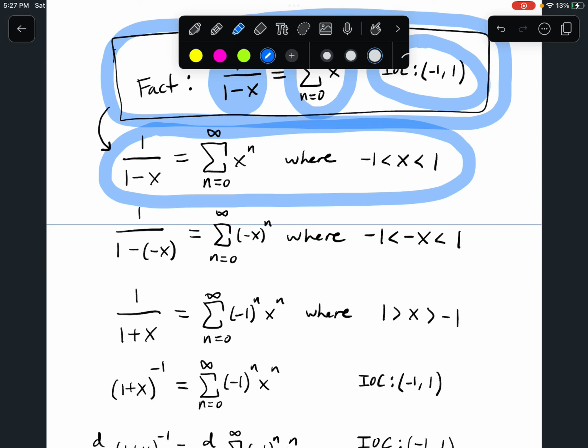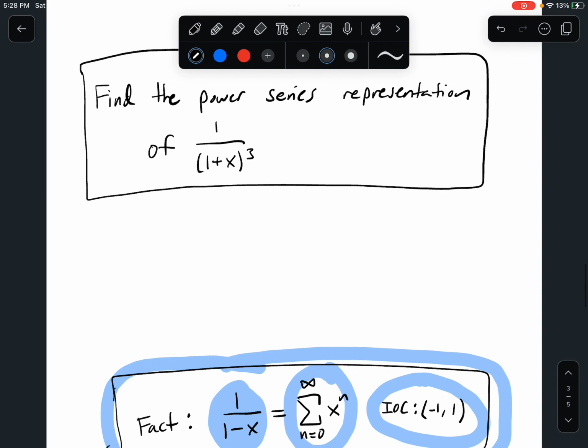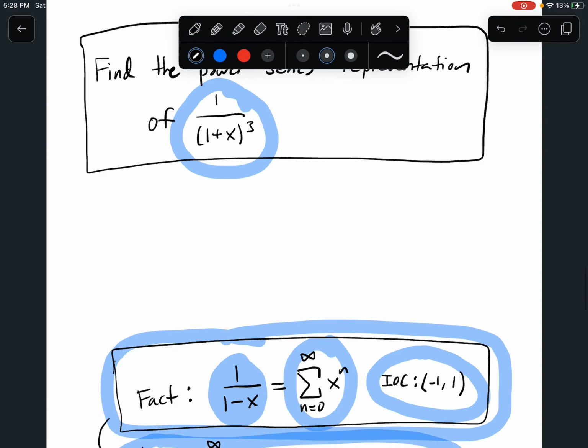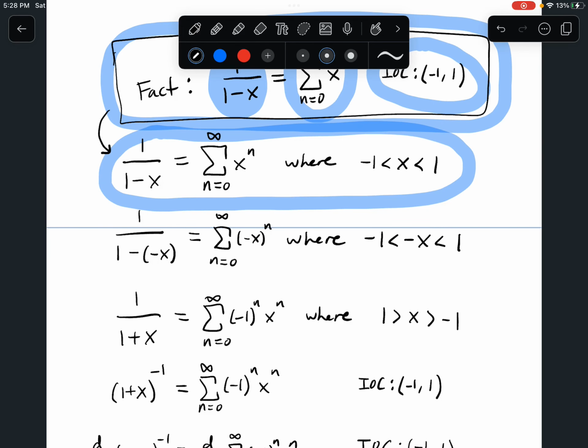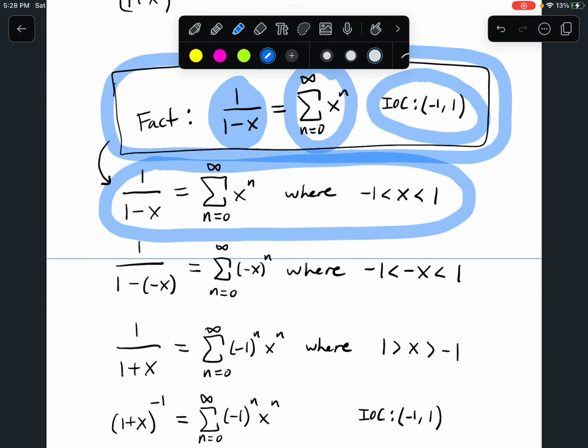Now, what we want to do is we want to try to get closer and closer to 1 over (1 plus x) to the third. Now, to do that, let's try to get 1 over (1 plus x) by itself. Not to the third, not to the second, but just to the first power. So to do that, we can do the following. Let's substitute, in place of x, let's actually substitute minus x.